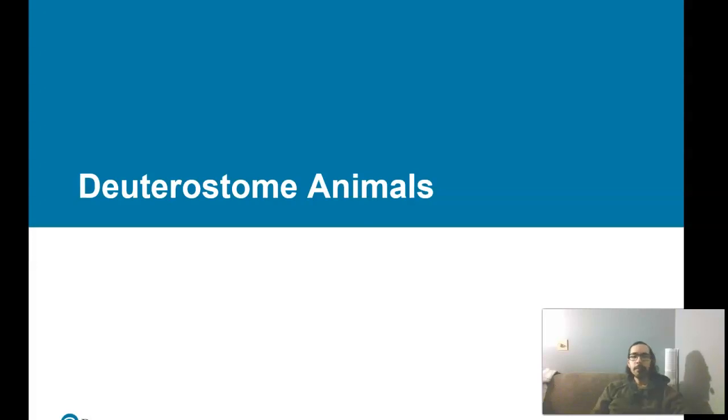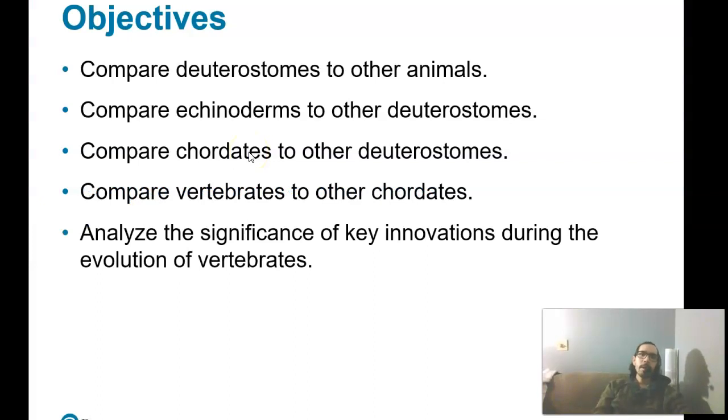We are moving on to deuterostome animals. Okay, so here are the objectives that you can read over.